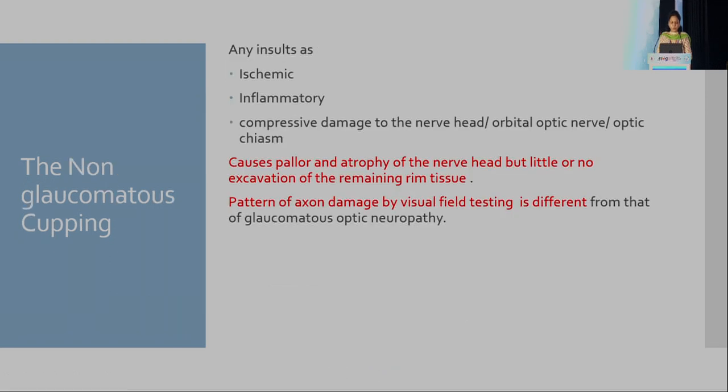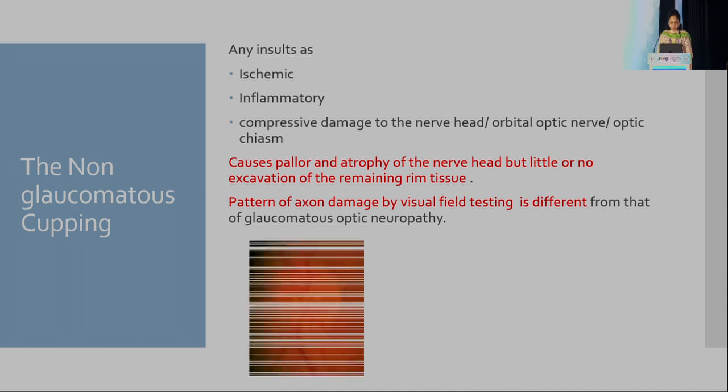So now with that, we come to some of the known non-glaucomatous cupping, as I already said, that could be because of the insult due to ischemia, inflammatory, or any compressive lesion. So now here, the feature is going to be a kind of shallow cupping. That is, the damage is happening, yes, of course, but at the level of the retinal ganglion cells. It is not going beyond that, and that is leading to the pallor and atrophy of the ONH.